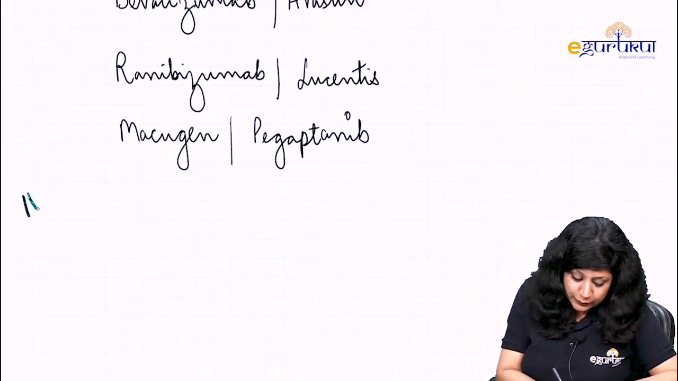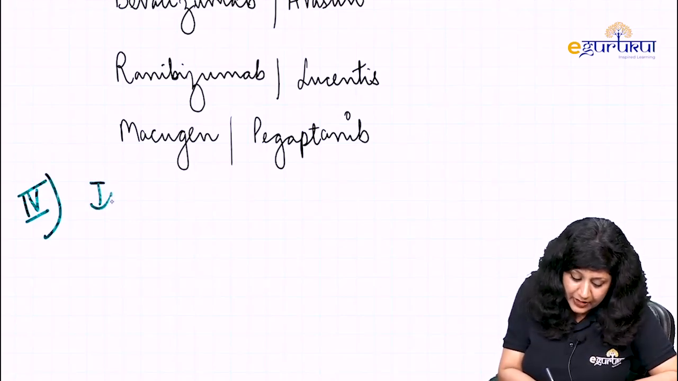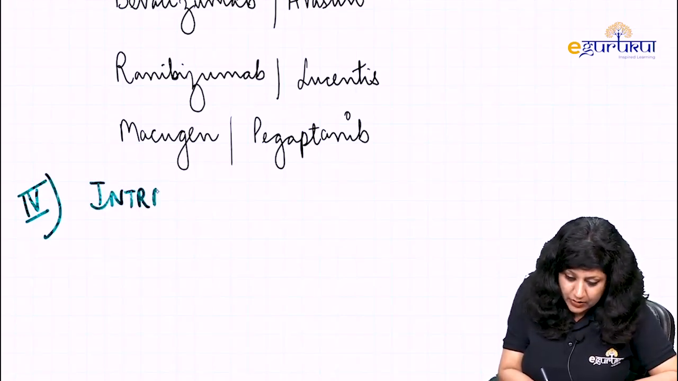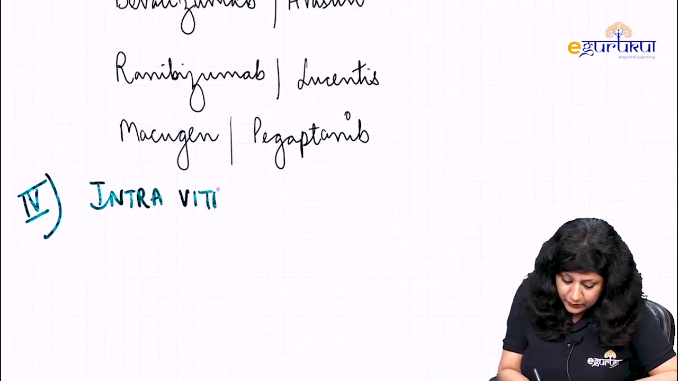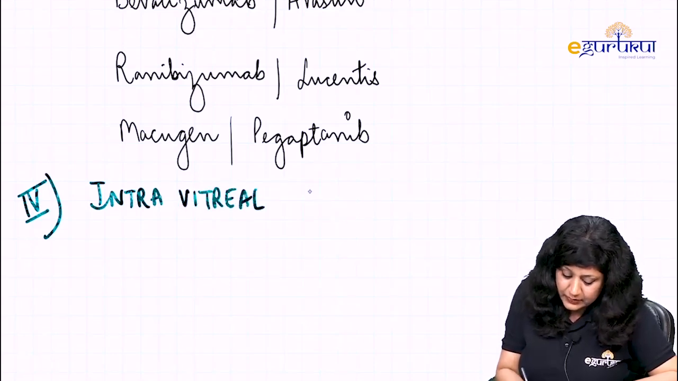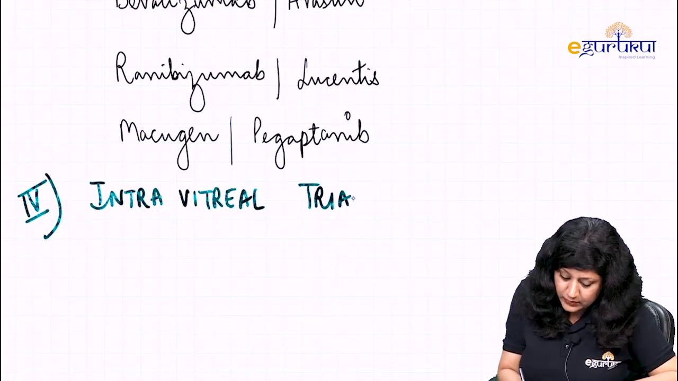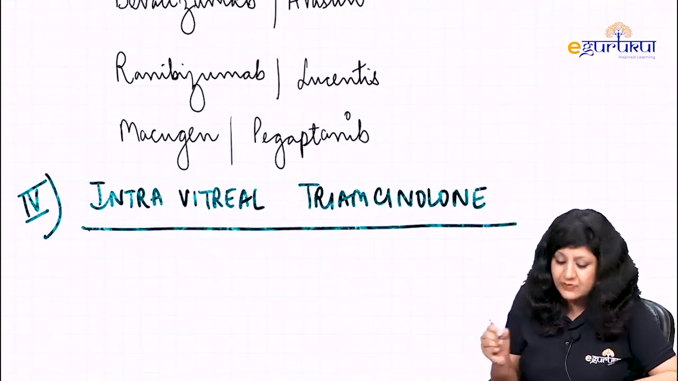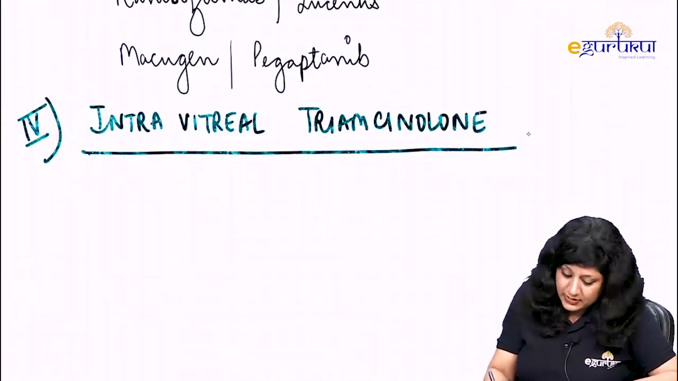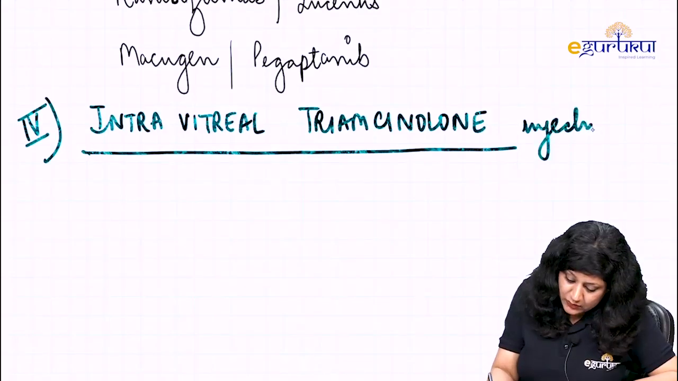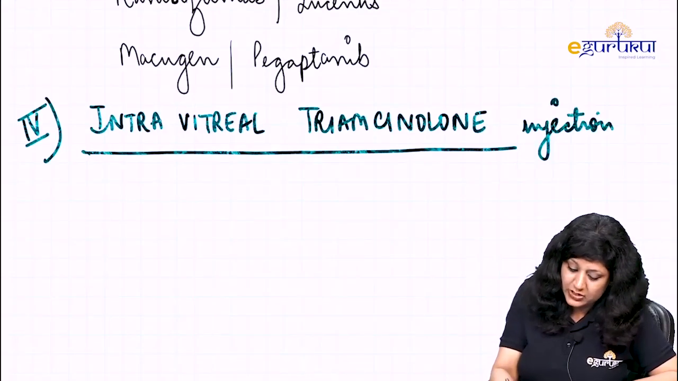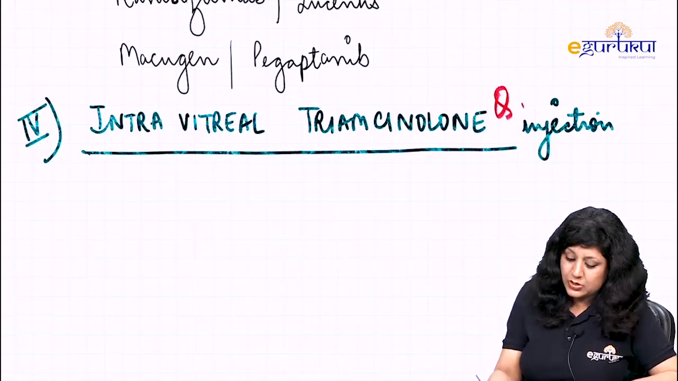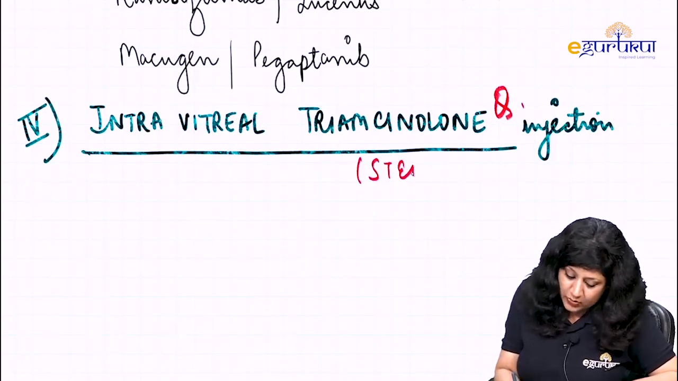Then coming to the fourth thing, we can also give the intravitreal triamcinolone. Now, what is this intravitreal triamcinolone? It is actually an injection. We can give the intravitreal injection of triamcinolone, which is a steroid, okay.